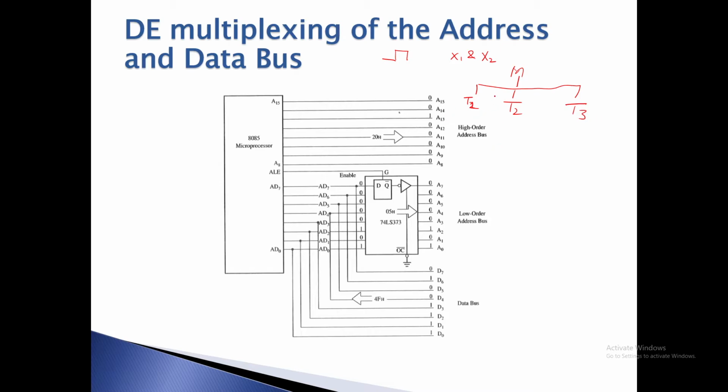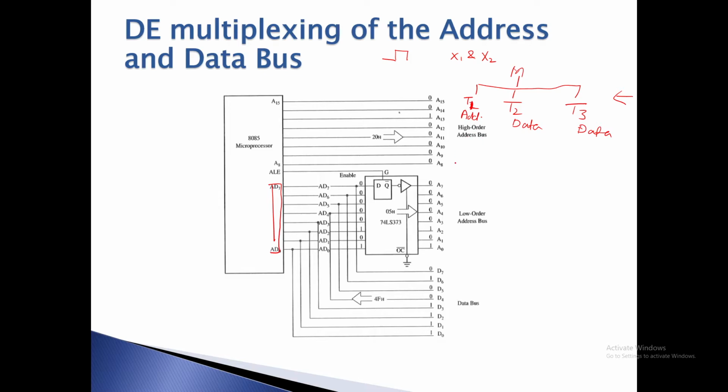Now you can see that at the first machine cycle T1, this whole bus A8 to A15 and AD0 to AD7 acts like the address bus by default. But for the second and third, it acts like the data bus, especially the lower byte of the data bus. This is the default setting given in the 8085.